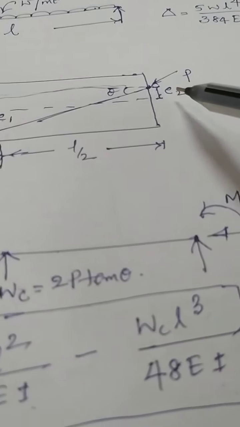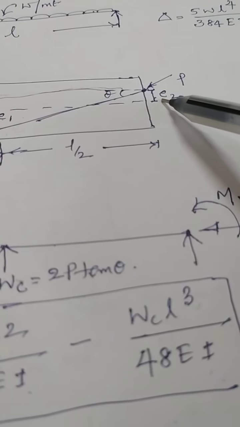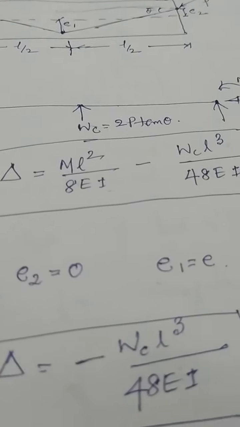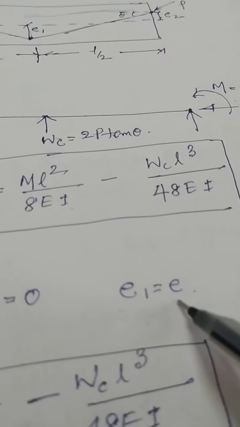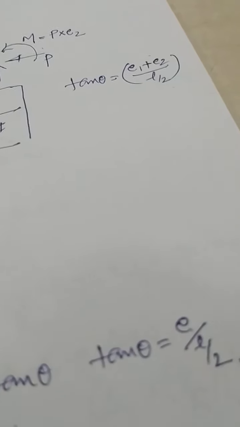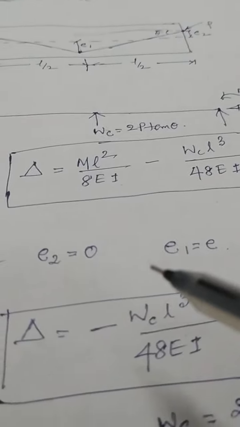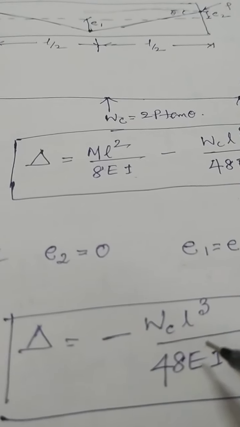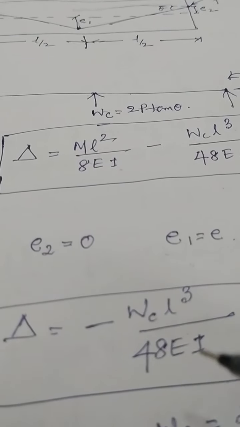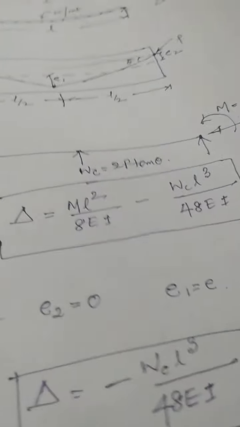If this e2 is 0, that means eccentricity at the ends is 0, this moment will vanish. Then only this WC exists. Then only one eccentricity is there, that is e1, that can be taken as e. Then tan theta will be simply e divided by L by 2. Because there is no M, only WC is there. The formula is WC L cube divided by 48EI. The negative sign is because this will create an upward deflection.